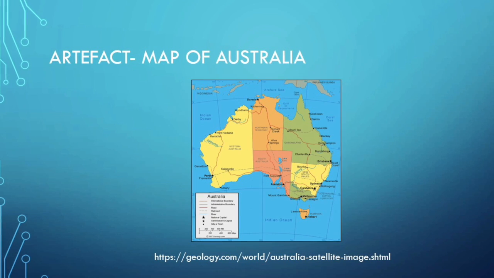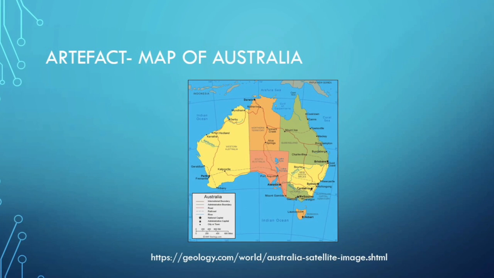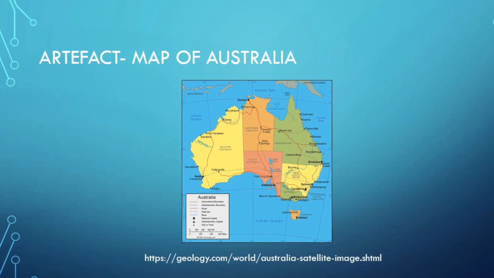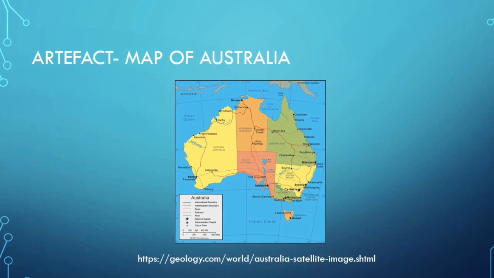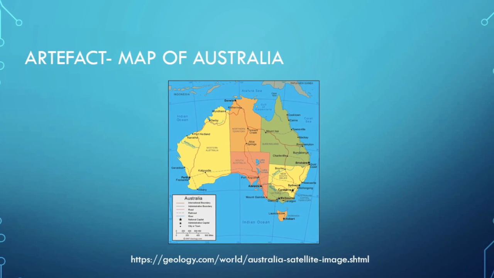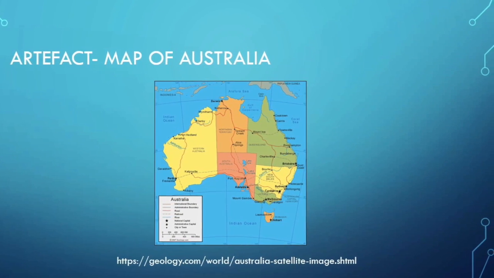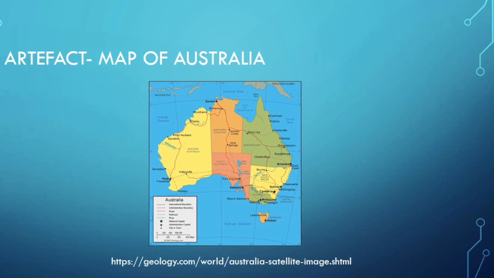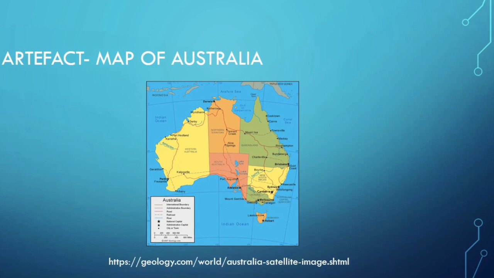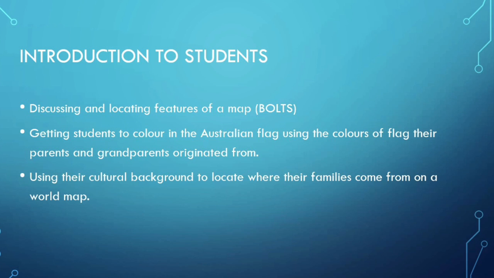My name is Fergus, and our chosen artefact for our Humanities unit is a map of Australia. Our intended unit is aimed at Grade 2 students. The map of Australia provides a wide range of aspects for students to explore and discuss within the unit. This unit can be introduced to students by providing a number of activities to undertake.